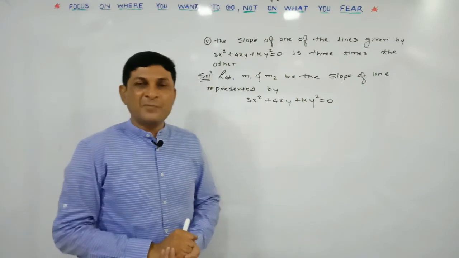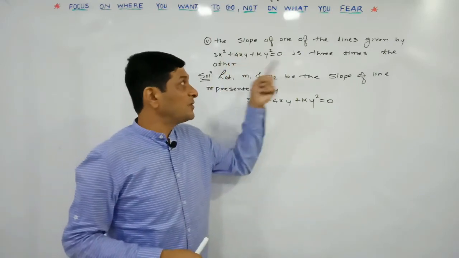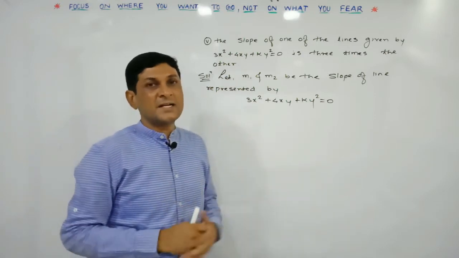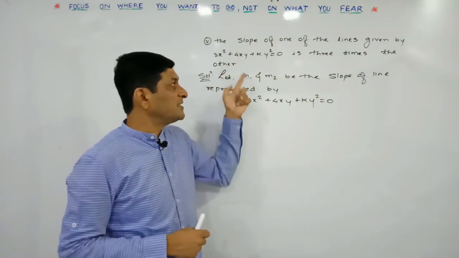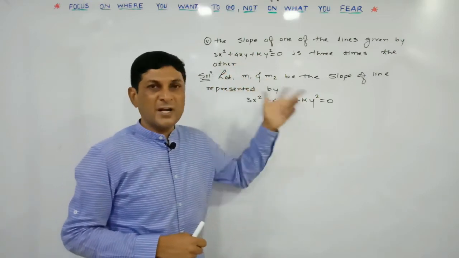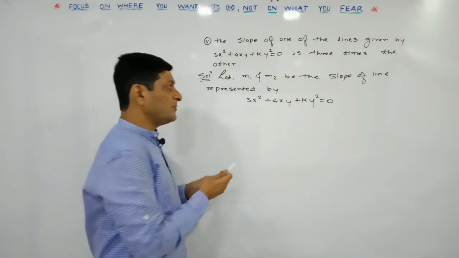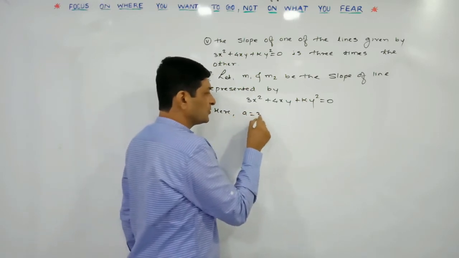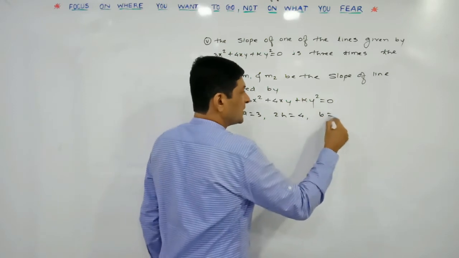Now see in example number 5, the slope of one of the lines given by this homogeneous equation is 3 times the slope of another line. Since the conditions are related with slope, that's why we are denoting the slopes of the lines represented by this equation by m1 and m2. m1 and m2 be the slopes of the lines represented by this equation. So from this equation, first we are trying to find out the value of a. a is equal to 3. 2h is equal to 4 and b is equal to k.